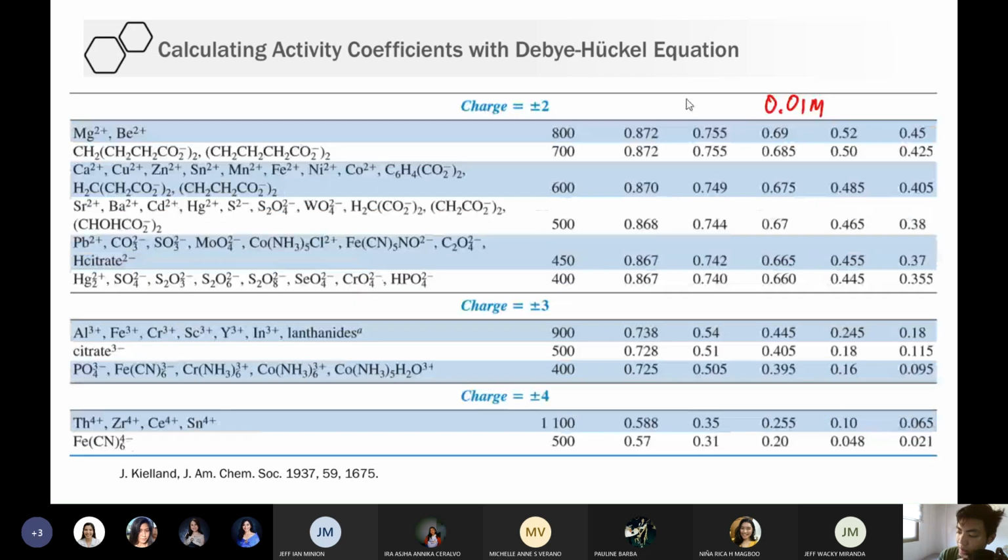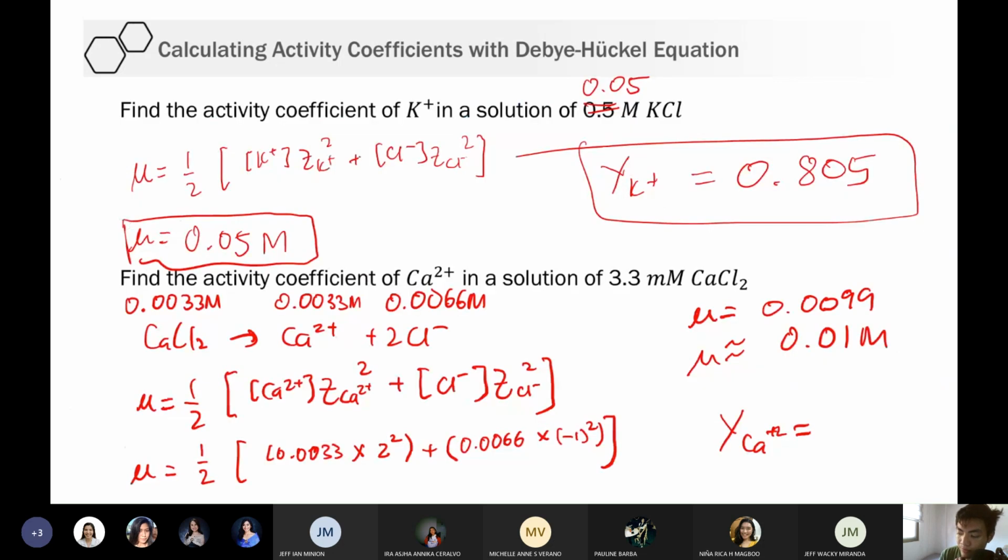So let's look for calcium 2 plus. Calcium is here. What will be the corresponding gamma for calcium if the ionic strength is 0.01 molar? According to the table, that's 0.675. So that is the gamma value already.